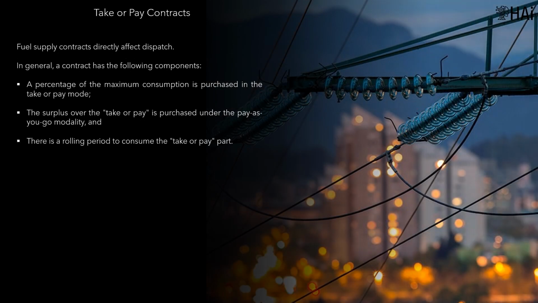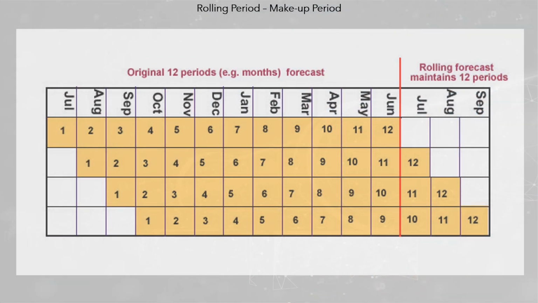Fuel supply contracts directly affect dispatch. In general, a contract has the following components. A percentage of the maximum consumption is purchased in the take-or-pay mode. The surplus over the take-or-pay is purchased under the pay-as-you-go modality, and there is a rolling period to consume the take-or-pay part. Given the seasonality of prices in the electricity sector, the model included TOP with a rolling period, which gives flexibility to the buyer to accommodate their physical purchases. But it complicates the generator decision-making process.